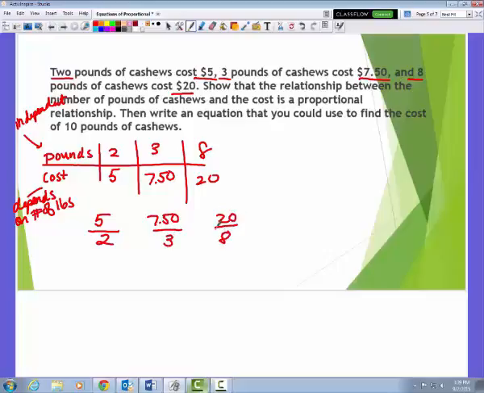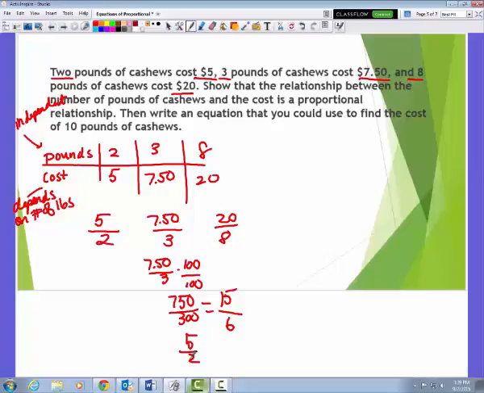Now hopefully this is a proportional relationship. It says show that they are proportional. Well, to show that, we're going to say these have to be the same. So 5 halves. I'm going to do that little trick again. I'm going to multiply 7.50 over 3 times 100. 750 over 300. And I know 50 goes into those numbers. 50 goes into 750 how many times? 15 times. And 15 and 6 both reduce to 5 over 2.